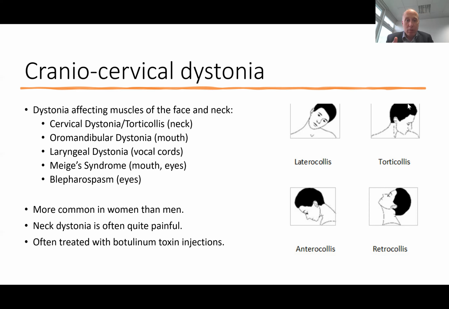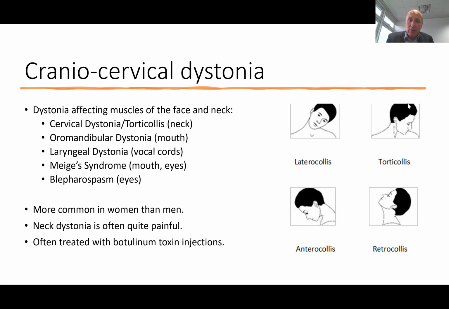All of these conditions are commoner in women than men, but they occur in men as well. Neck dystonia, as I mentioned before, is often quite painful. And these are the kinds of dystonia that are often treated with botulinum toxin injections. So these are focal dystonia conditions, but they're isolated.